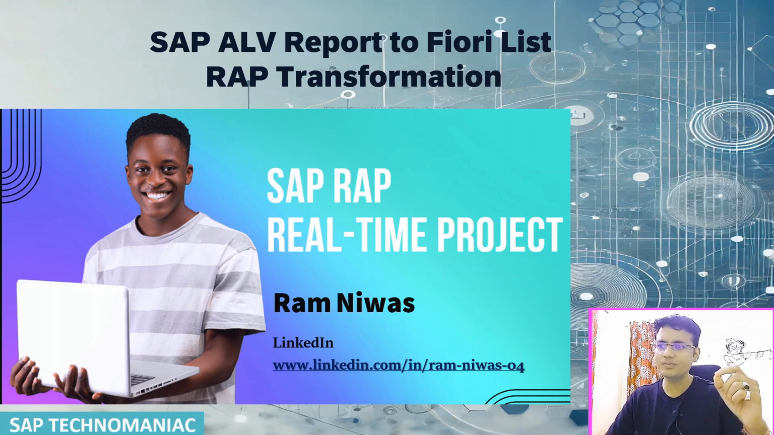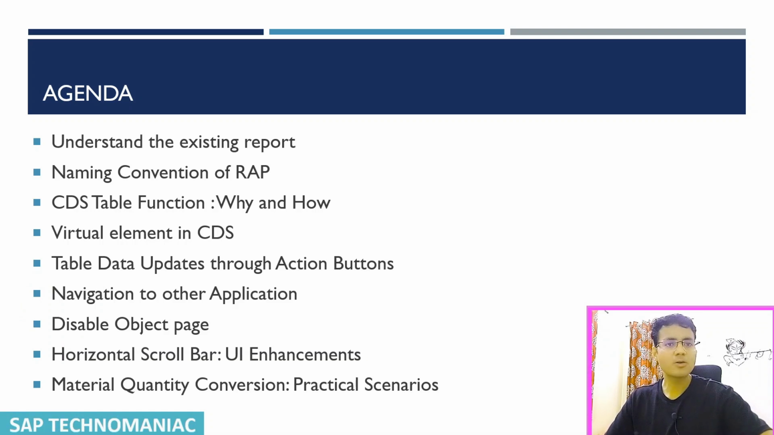So, one of the requirements which I am going to show you is a complex report developed over the years, where we have more than 20 tables. We are hitting different tables, there is a lot of complex logic, and a lot of function modules are called. How can we convert that kind of report into our RAP Fiori application? It will obviously not be covered in one video. We will split this into multiple videos because it's a very tough requirement.